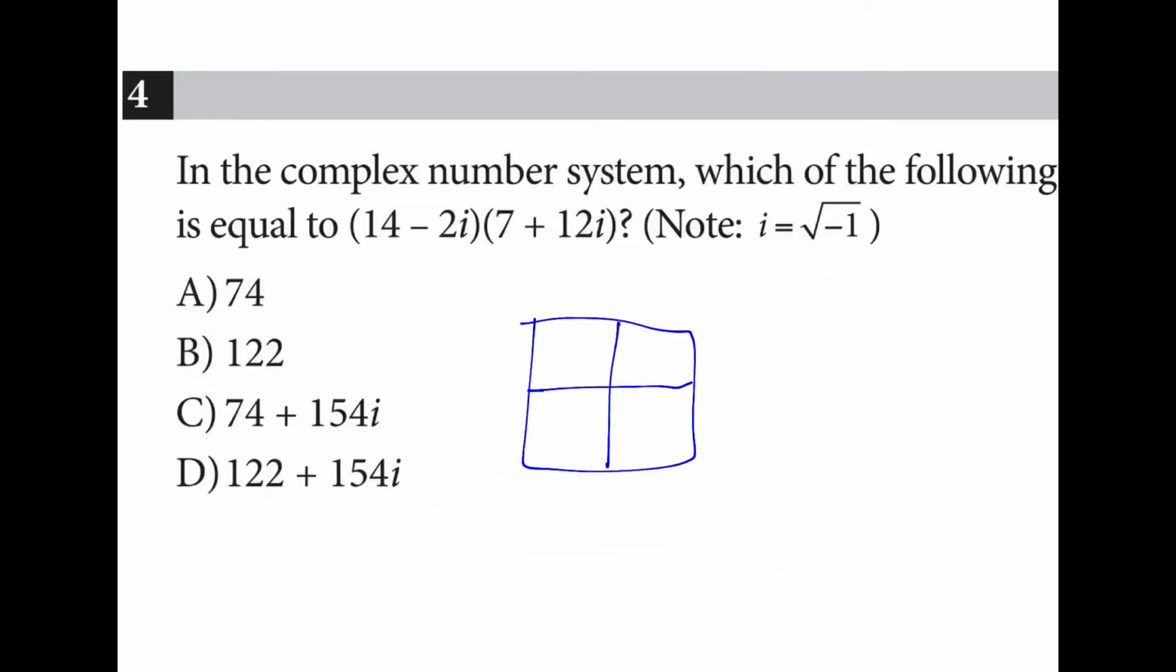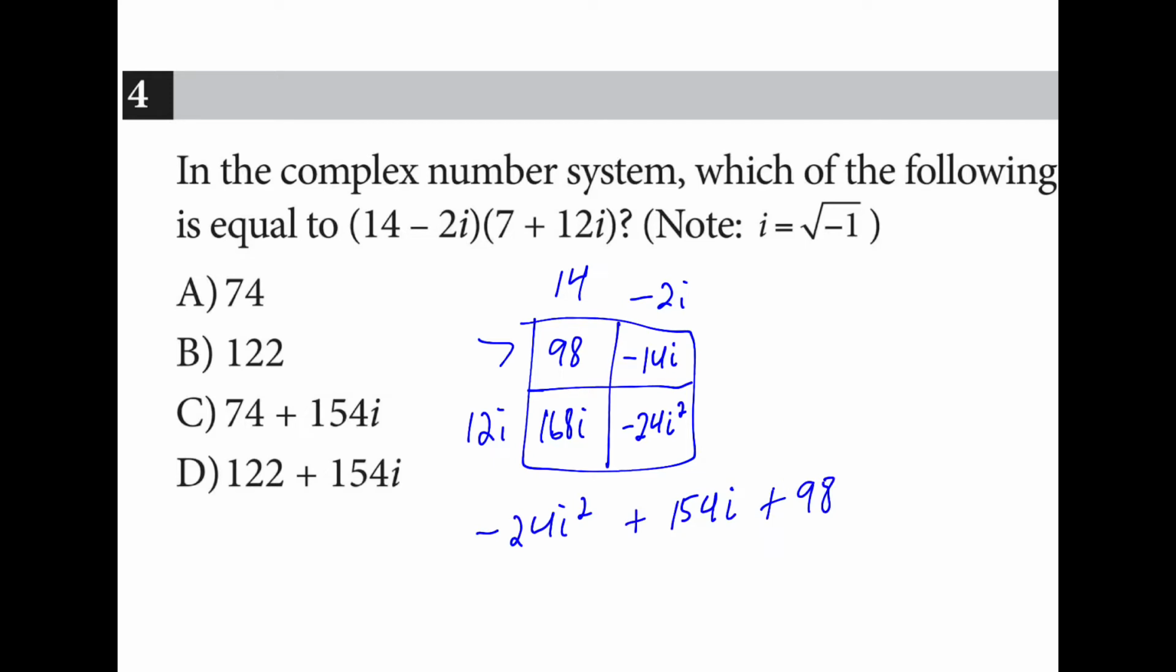I'm going to multiply these using the box method. So we have 14 minus 2i along the top, 7, 12i along the side. And when you multiply rows by columns, this is what you get. When you combine like terms, we get this, and we can replace i squared with what it's equal to, in other words, negative 1.